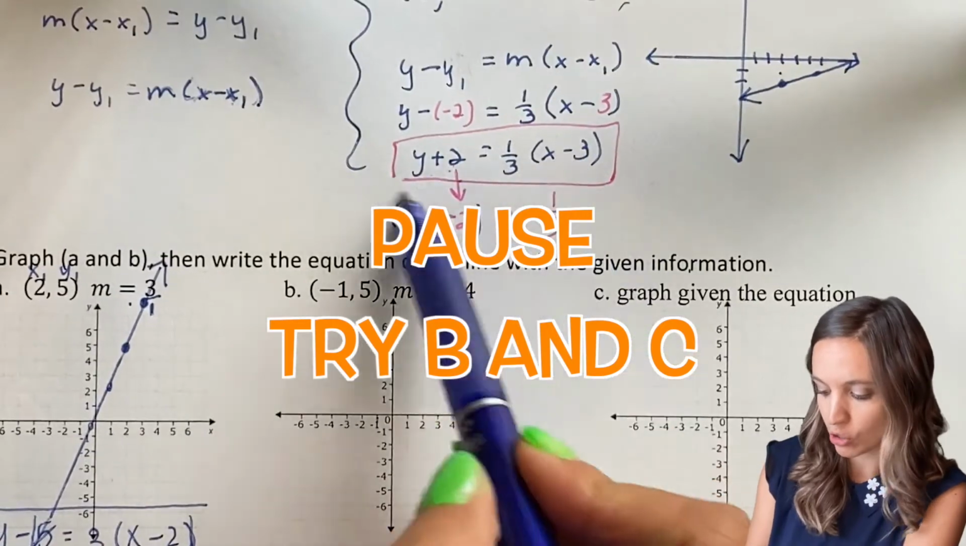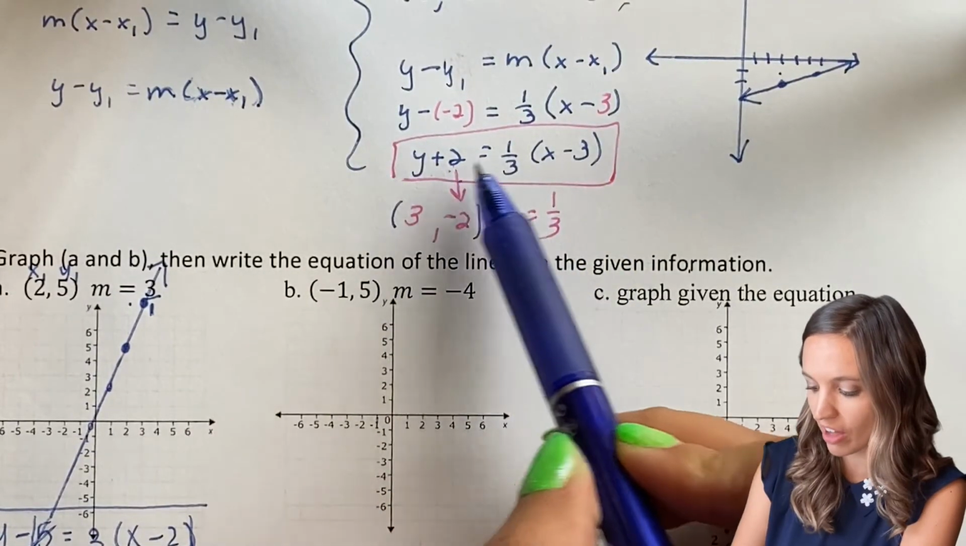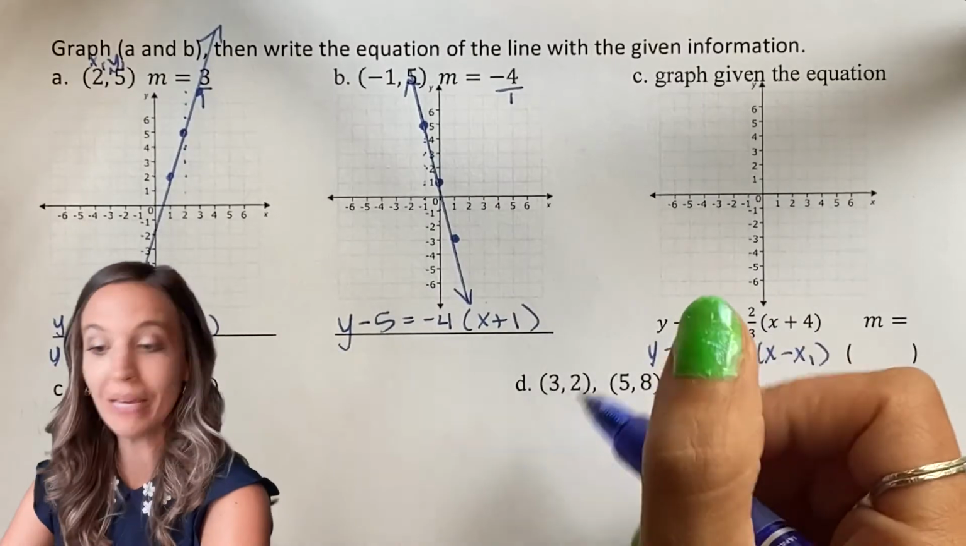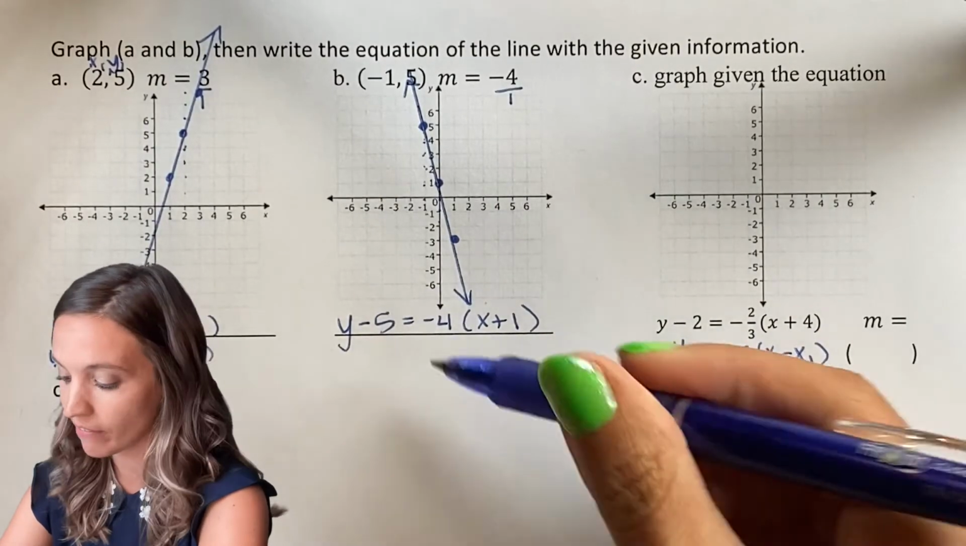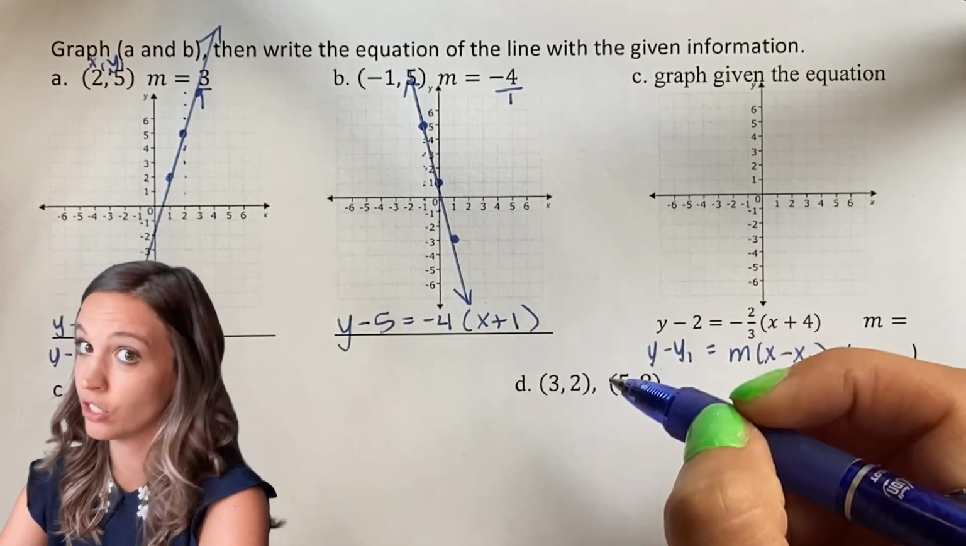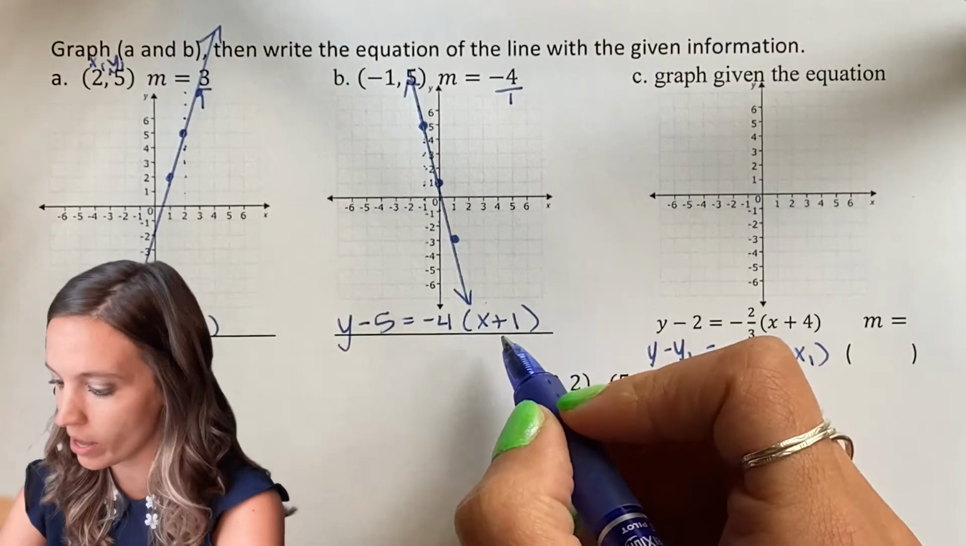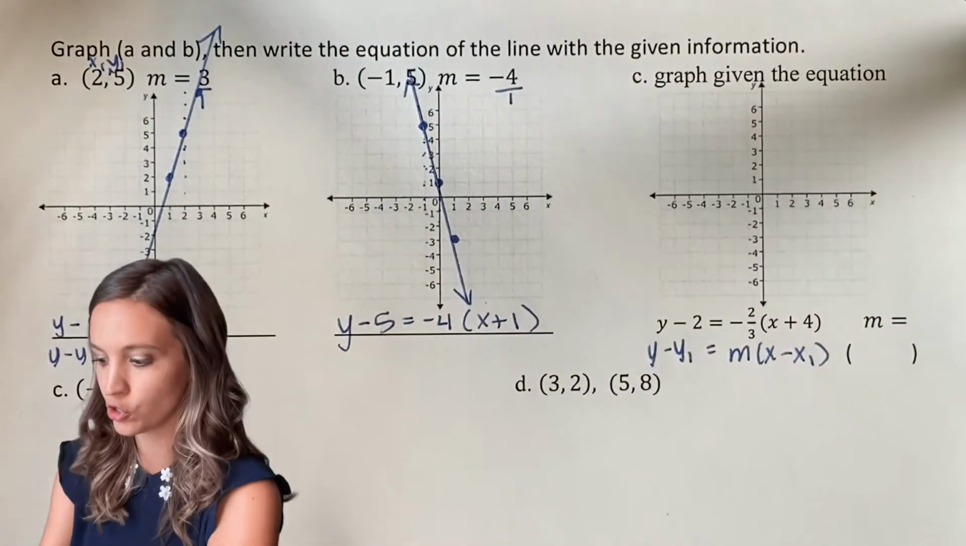You might have to use Miss Peart's strategy here where you identify the point and the slope before you go to graph it. On B, the equation of the line is y minus 5 equals negative 4 times x plus 1. Did you get x plus 1? Really be careful there because it's minus a negative 1, so plus 1. And then my negative sloped line is drawn on my graph.